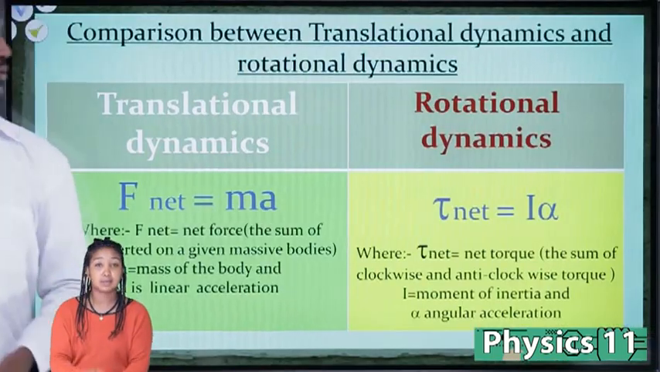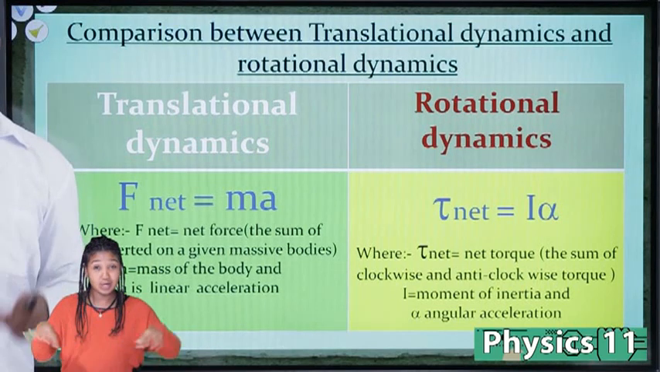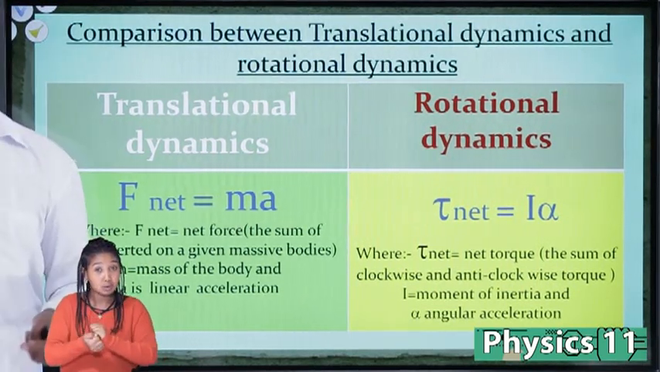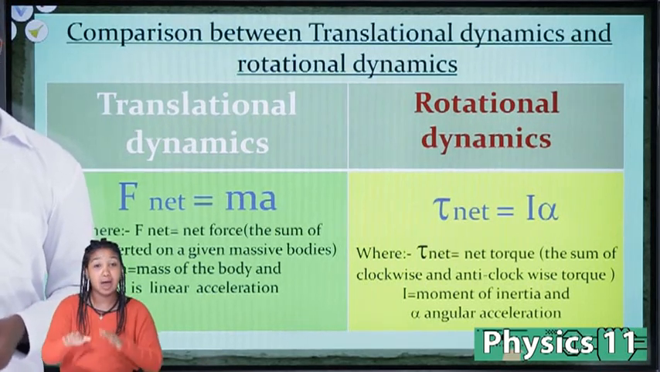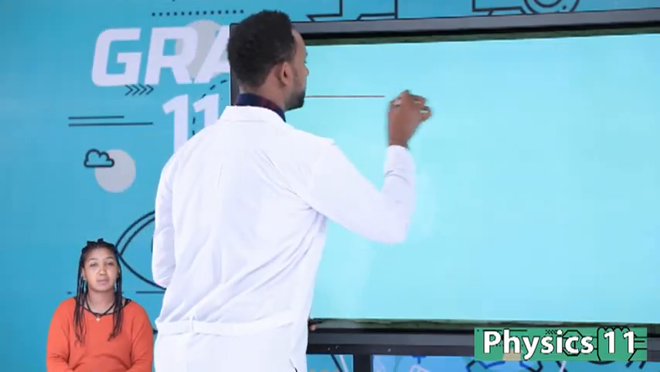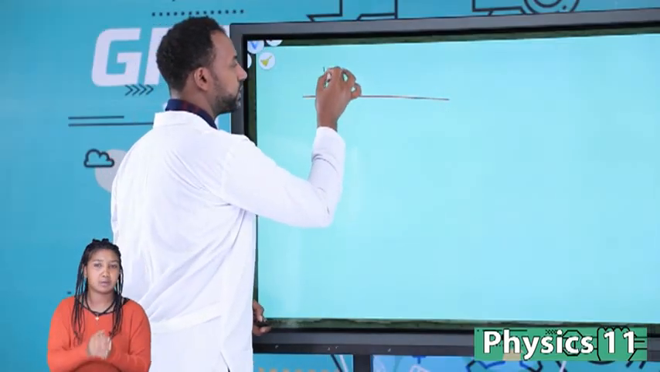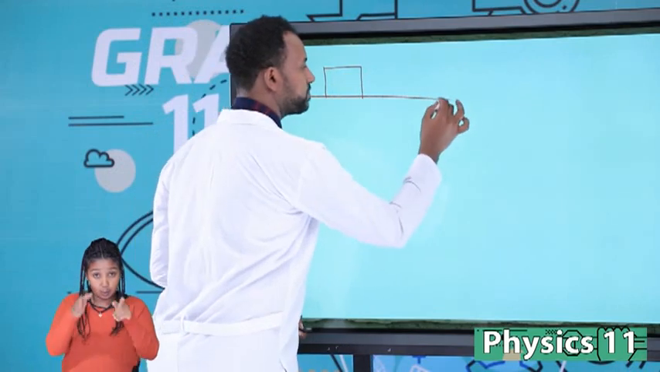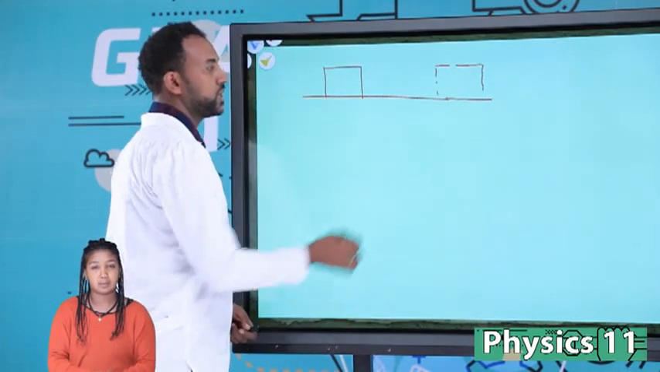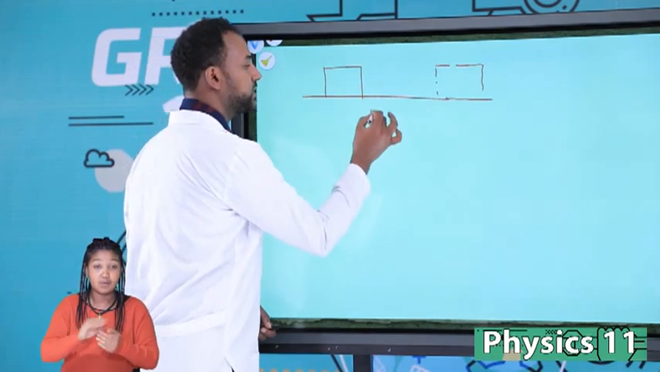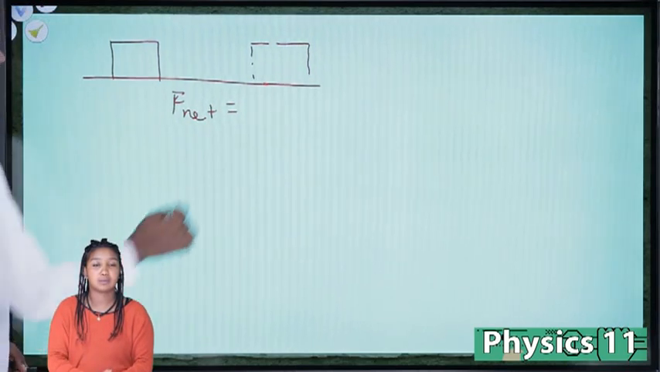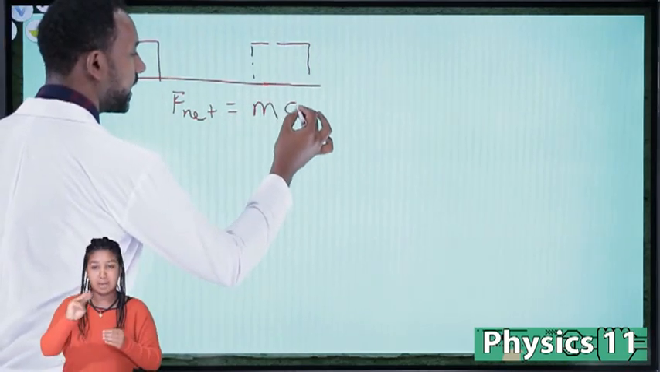The next subtopic is that we need to compare the dynamics concepts, translational dynamics and rotational dynamics. Under translational dynamics, the very important concept is this: suppose you have a box here, as this box is translated and moving around, at some point the net force exerted on this object is given as mass times acceleration.